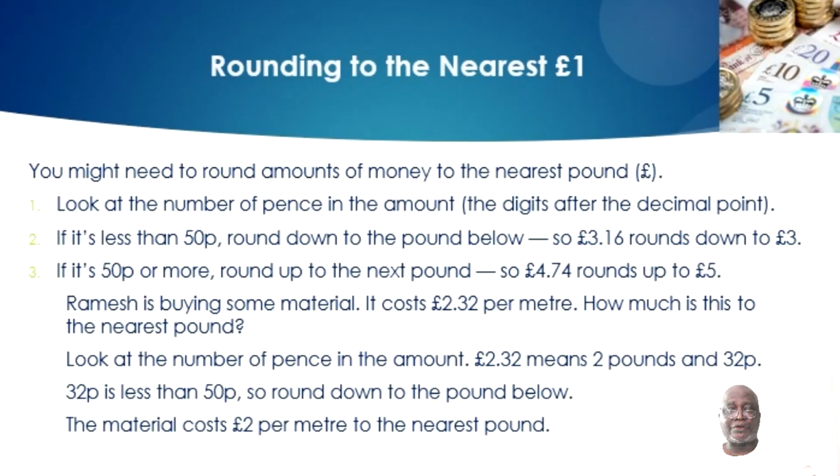Ramesh is buying some material and it costs £2.32 per meter. How much is this to the nearest pound? Step 4. Look at the number of pence in the amount, which is £2.32, and then, before you round, what is the rule? 32p is less than 50p, so you have to round down.